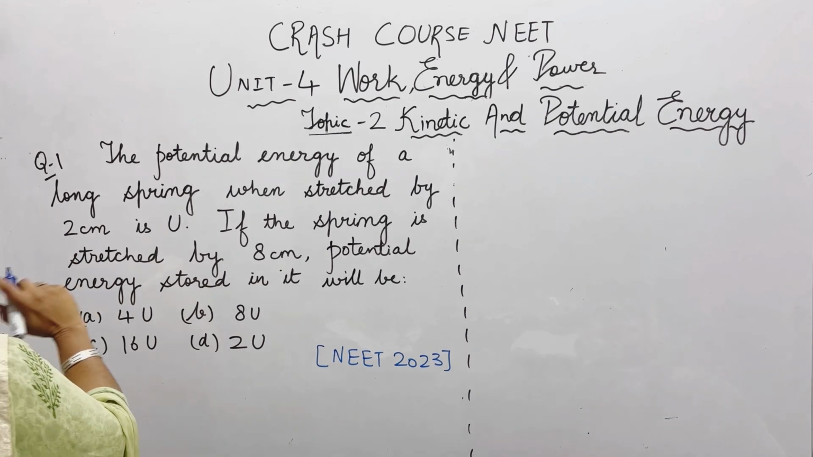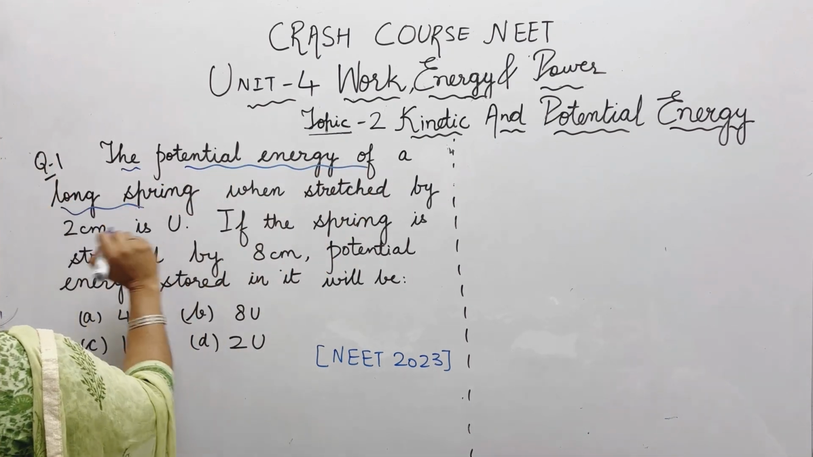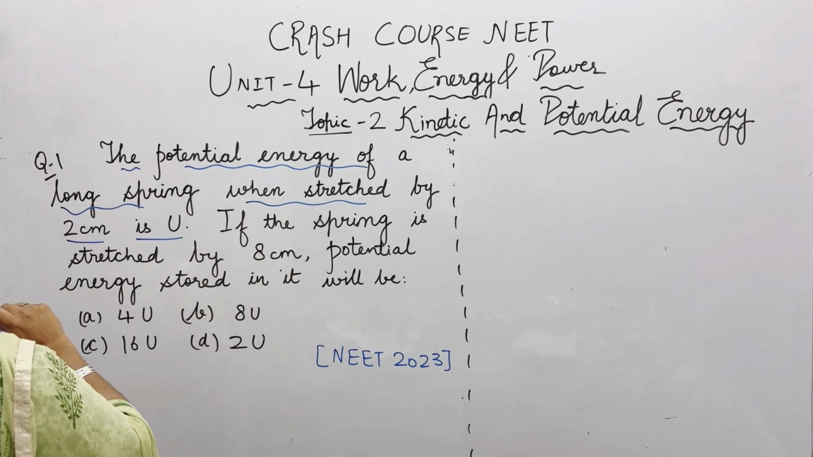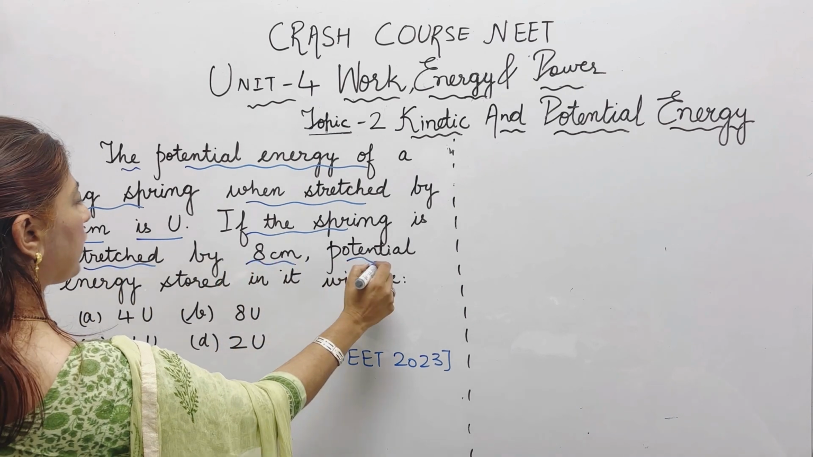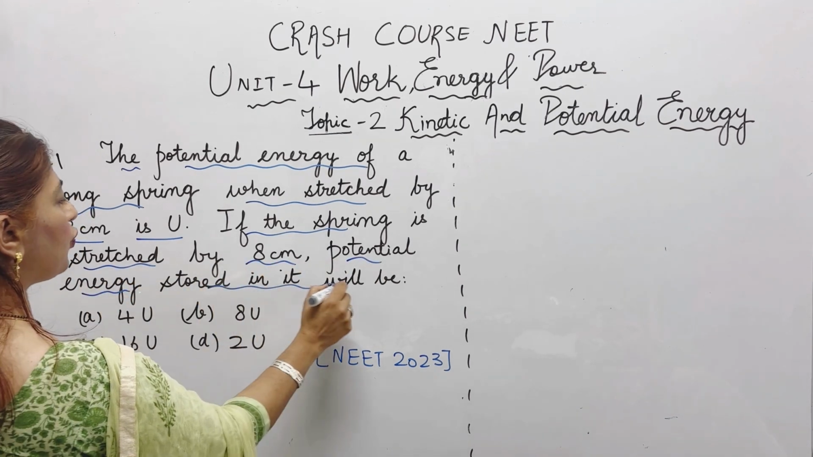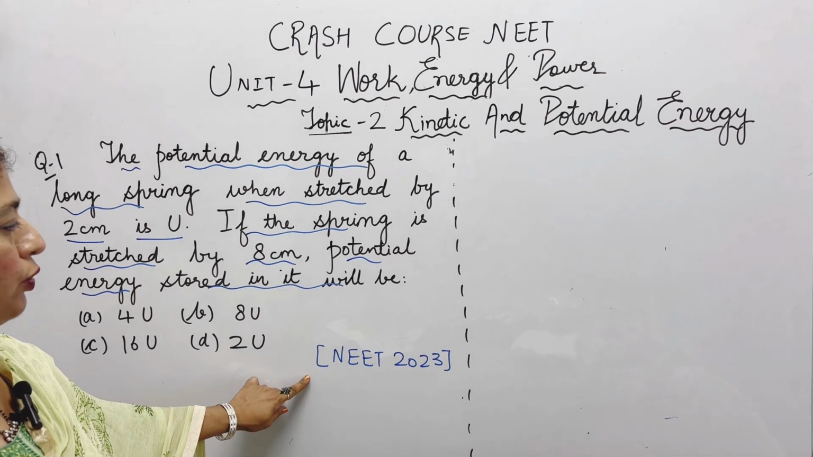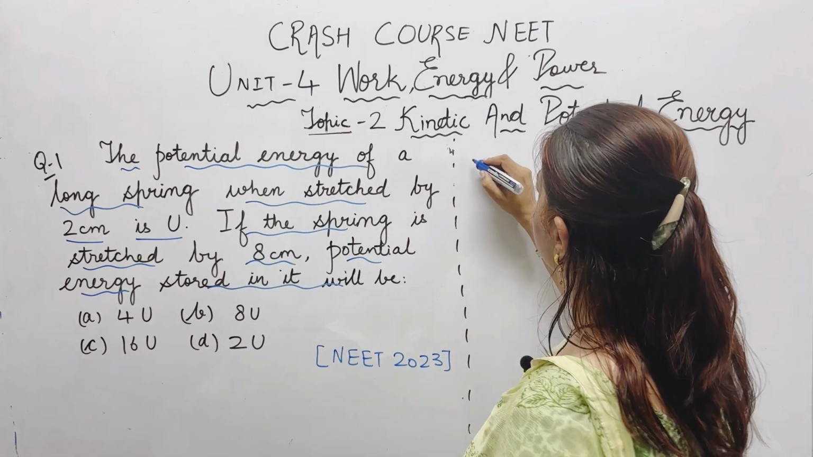In that, the first question is the potential energy of a long spring when stretched by 2 centimeter is U. If the spring is stretched by 8 centimeter, potential energy stored in it will be, and the options are being given, and the options are in terms of the potential energy U. This question has come in the NEET 2023. So let us do this numerical.